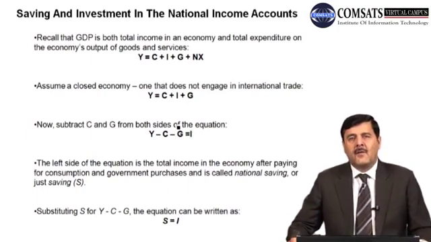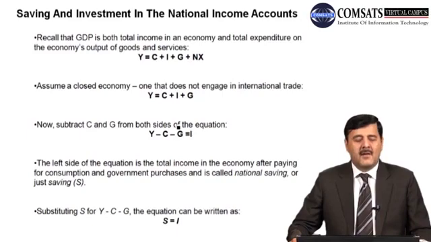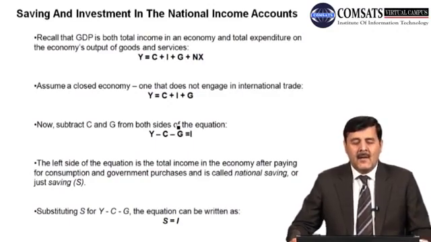The second thing that we are going to discuss in today's lecture is saving and investment in the national income accounts. Now recall that GDP is both the total income in an economy and the total expenditure in the economy on the output of goods and services. So as we know, GDP is both the total income in the economy as well as total expenditure in the economy on goods and services.